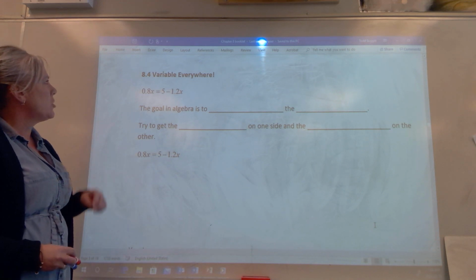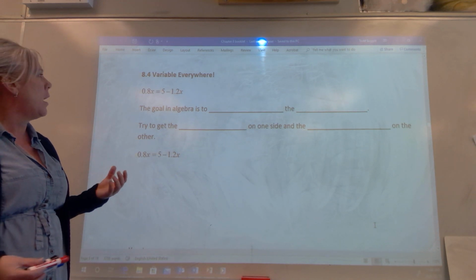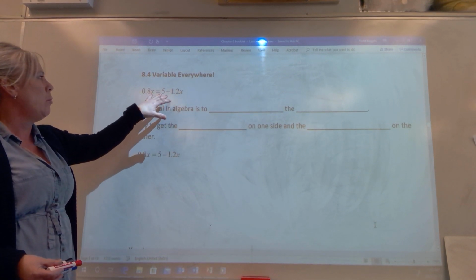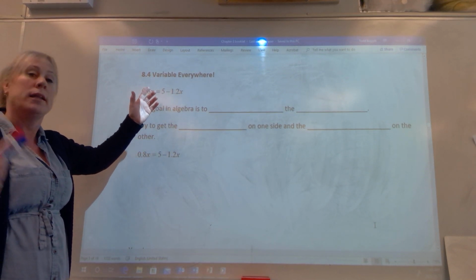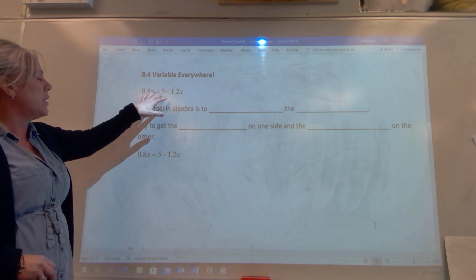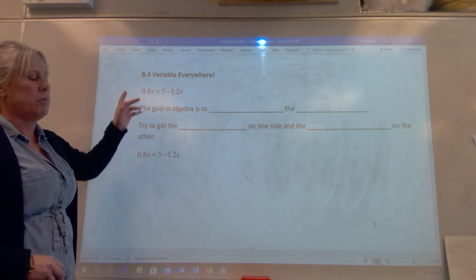So this is the last section for chapter 8. Now we have some variables on both sides of the equal sign, which is here and here. And then we have some constants here, and eventually we'll see some where we have constants on both sides.